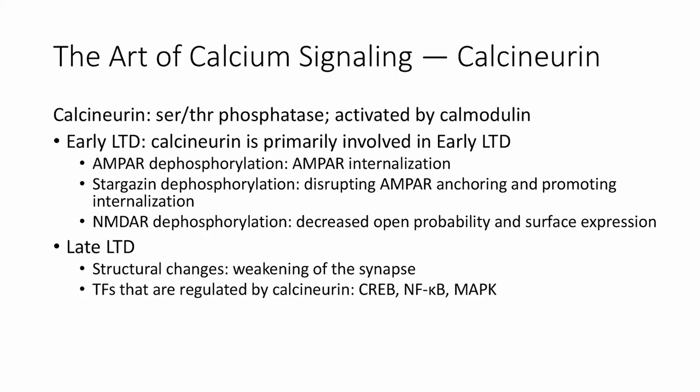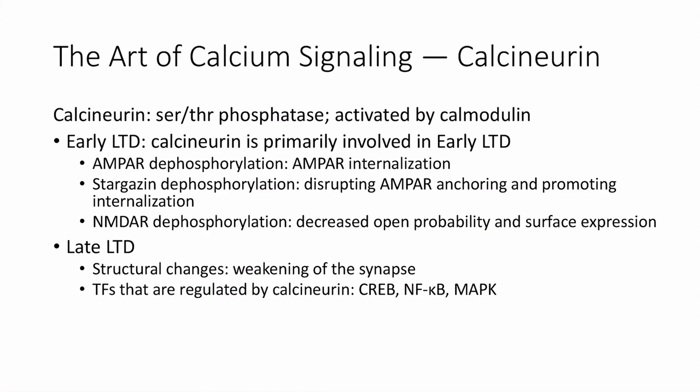During late LTD, structural changes: calcineurin is involved in modifying synaptic spine morphology, potentially contributing to physical weakening of the connection. And gene expression: these transcription factors are dephosphorylated by calcineurin. They play various roles such as regulating AMPA receptor trafficking, stabilization, endocytosis and degradation, and in many other aspects.